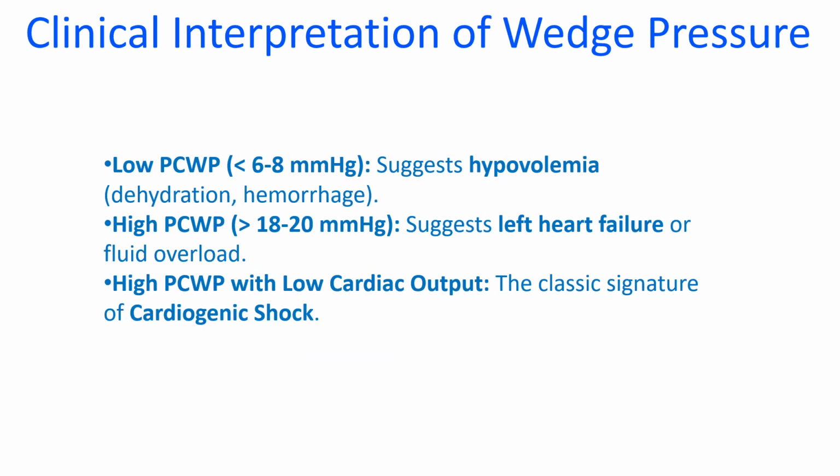A low pulmonary capillary wedge pressure, less than 6 to 8 millimeters of mercury, suggests hypovolemia, which could be due to dehydration or hemorrhage. High pulmonary capillary wedge pressure, more than 18 to 20 millimeters of mercury, suggests left heart failure or fluid overload. They can go on to pulmonary edema. High pulmonary capillary wedge pressure with low cardiac output is the classic signature of cardiogenic shock.